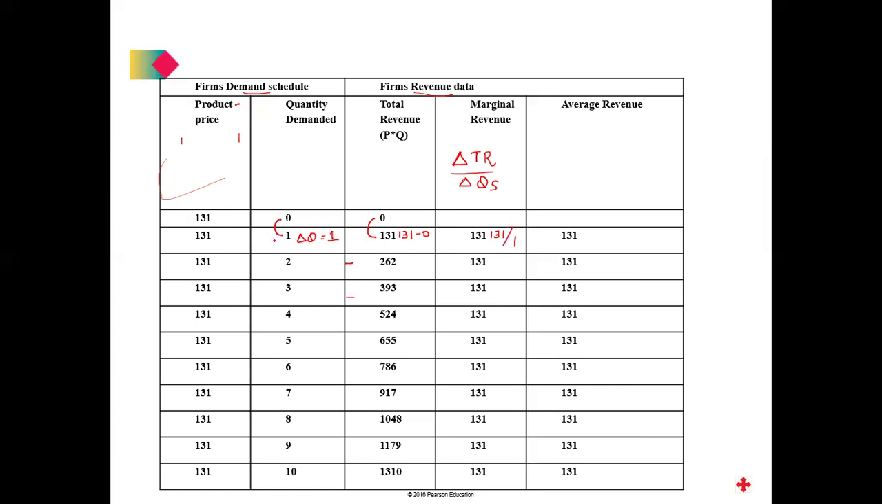Now another example: when you increase the quantity demanded from 1 to 2, my change in quantity will be 1. The change in total revenue will be from 131 to 262, so the change is 262 minus 131, and the answer is 131. So you get 131 divided by 1. When I increase my quantity demanded from 2 to 3 units, the change in quantity is 1.